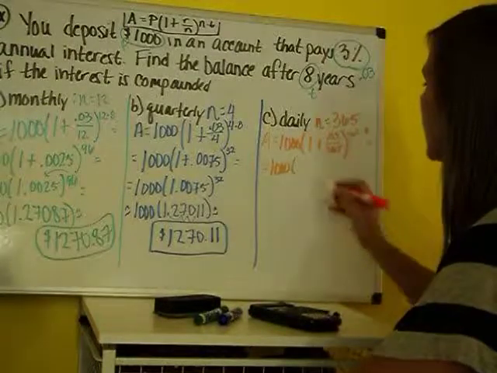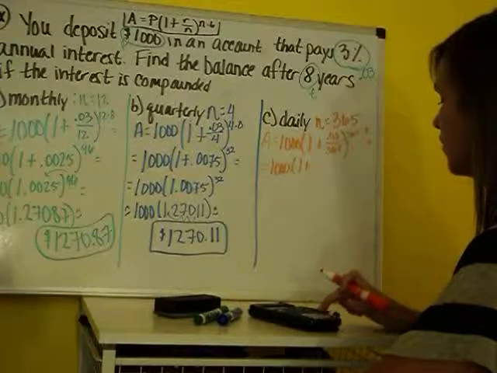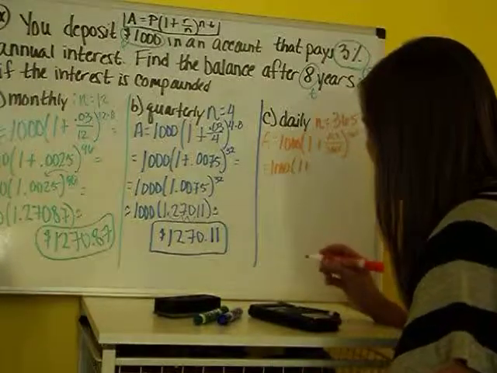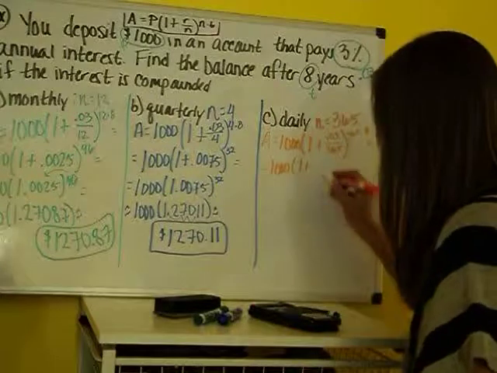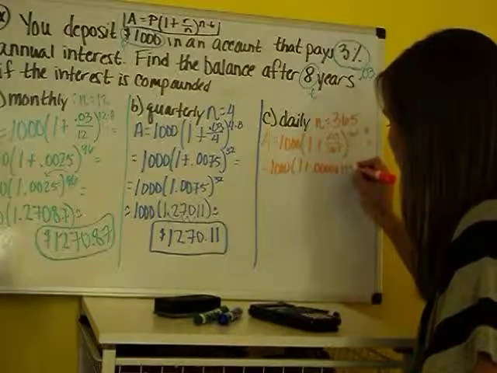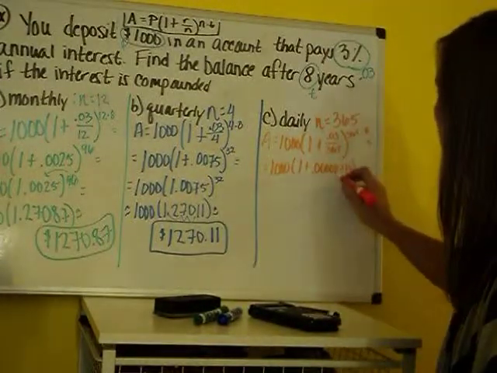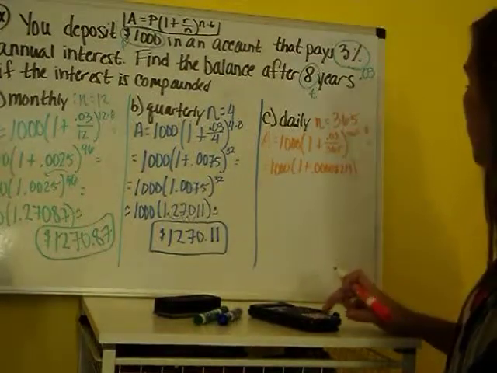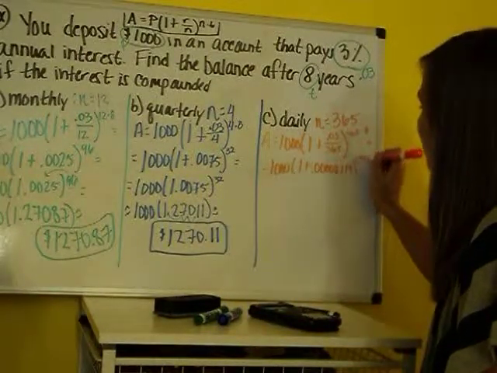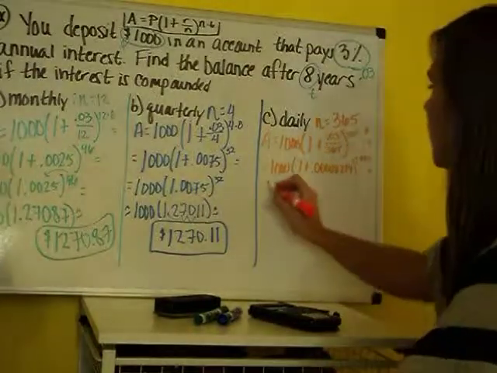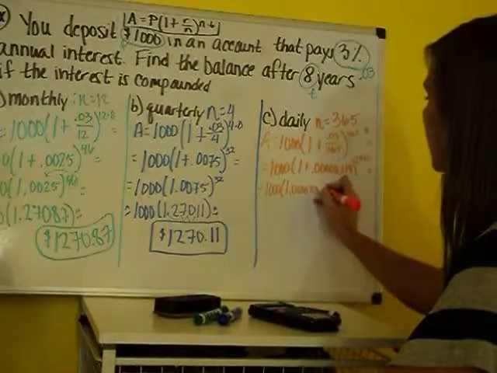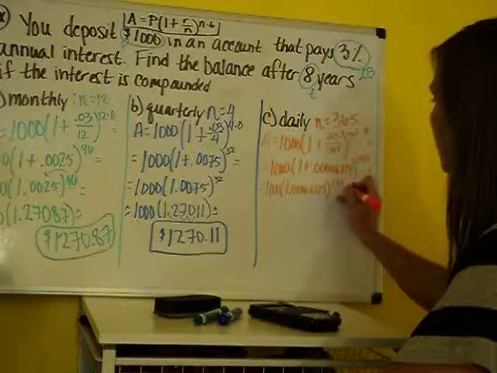So we're going to have 1,000 times 1 plus 0.03 divided by 365. Okay. We're going to have 0.00008219. And then we're going to have 365 times 8, and this is going to be to the 2,920th power. Okay? Alright, so we're going to have 1,000 times 1.00008219 to the 2,920th power.